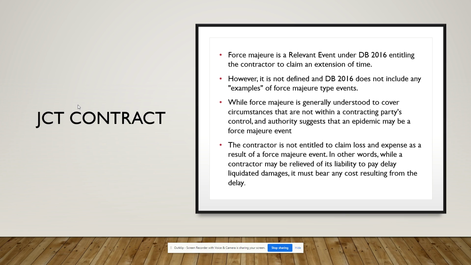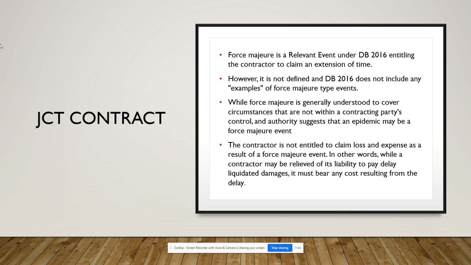So the next common contract used in the UK is the JCT contract. JCT is the Joint Contracts Tribunal design and build contract. It is an old type of contract which is mostly used in the UK. They have defined force majeure in the JCT contract, but it does not include any examples of force majeure.